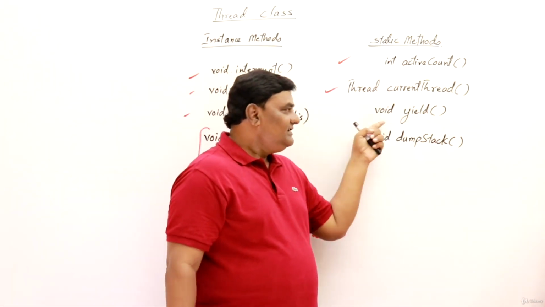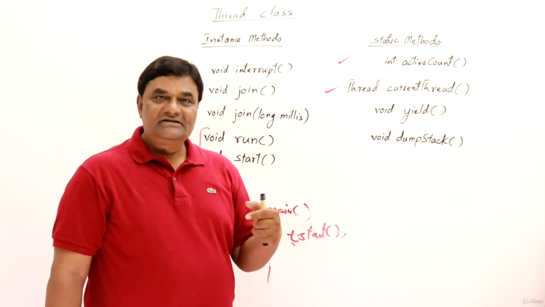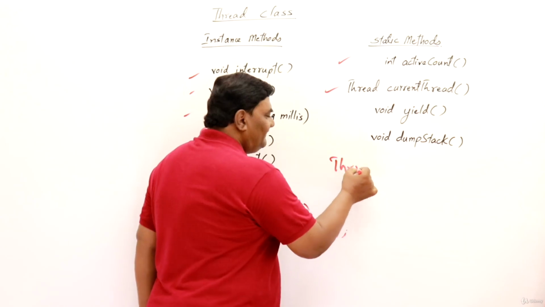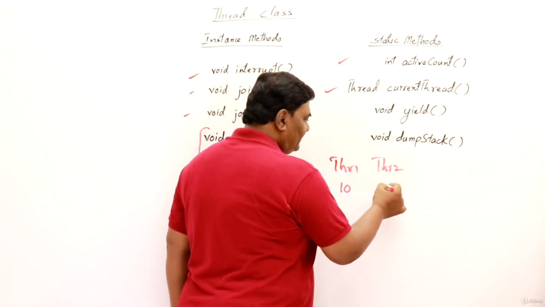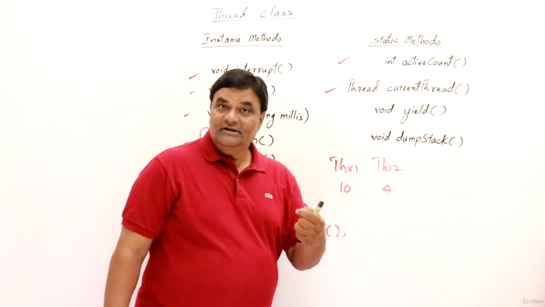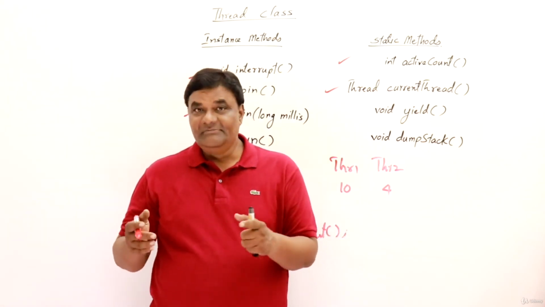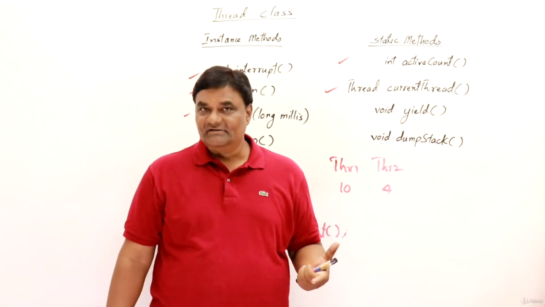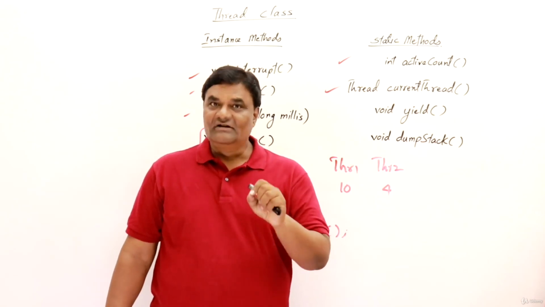The next one, yield. This is an interesting one. We have seen threads with different priorities. If thread 1 has priority 10 and thread 2 has priority 4, thread 1 has higher priority and thread 2 has lower priority. The higher priority thread may run for a longer time and the next thread is not getting a chance. It may happen. That situation is called starvation.